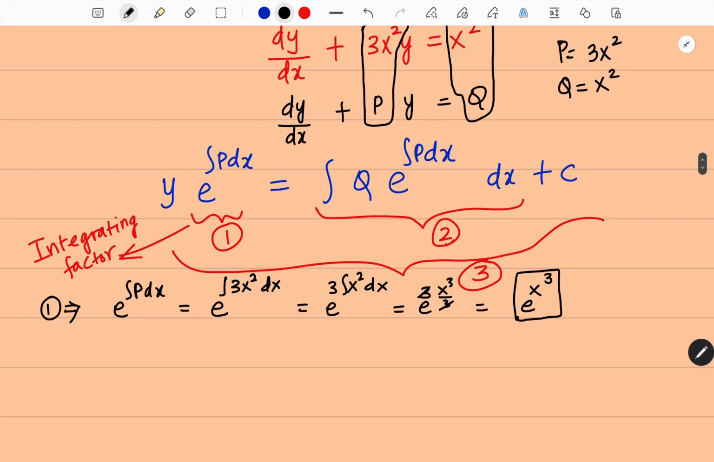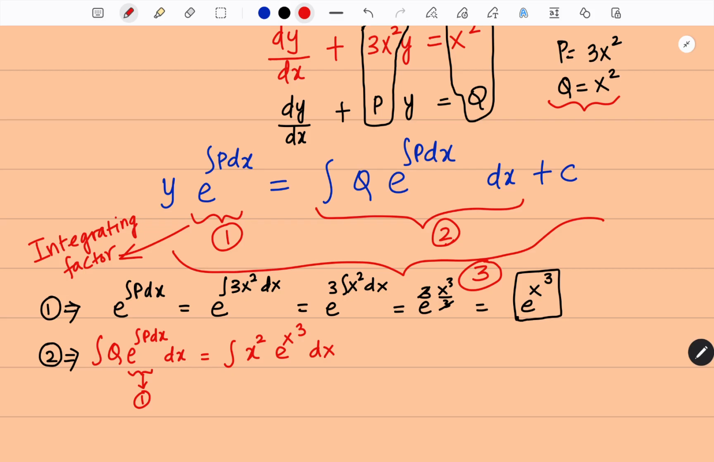Let's go to step number 2. I'll use another color, right? Step number 2 is integral q e to the power of integral p dx, dx. I'm not going to put c now. Later I'll put c. So this equals, this we already got by step number 1, right? What's your q? Your q is x square. So this equals integral q is x square, and by step number 1 we got e power x cube, into dx.